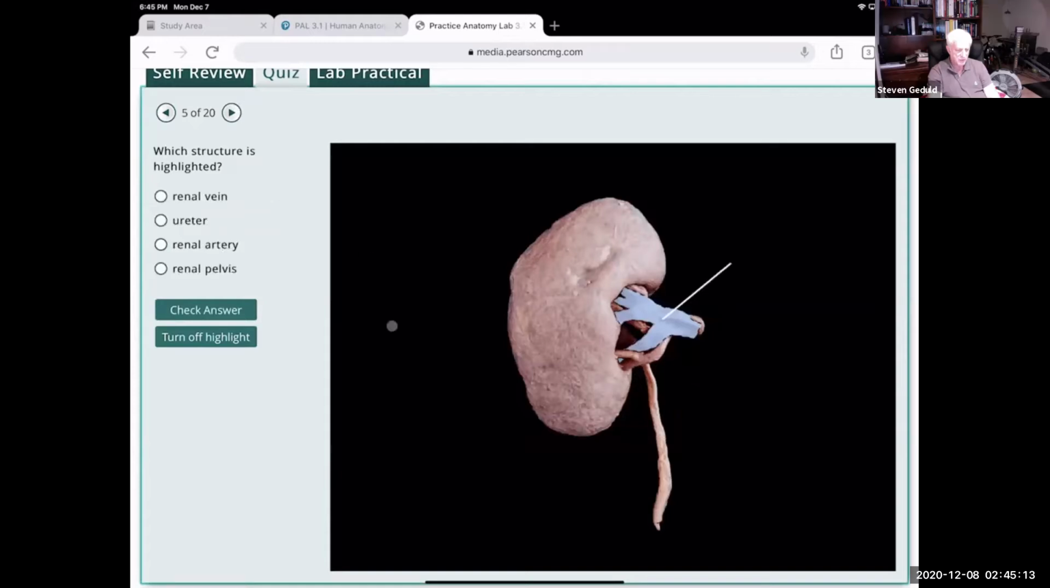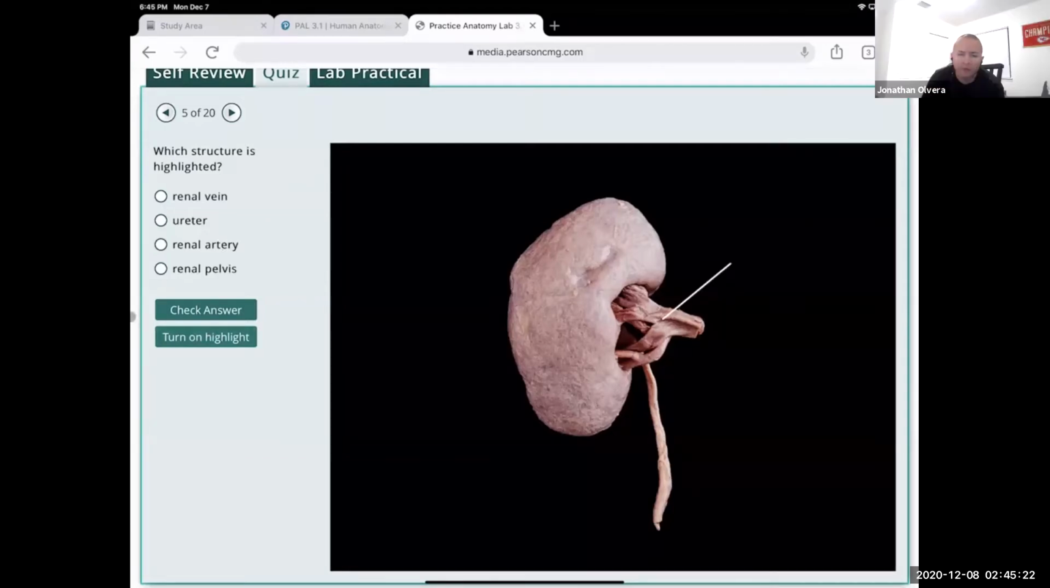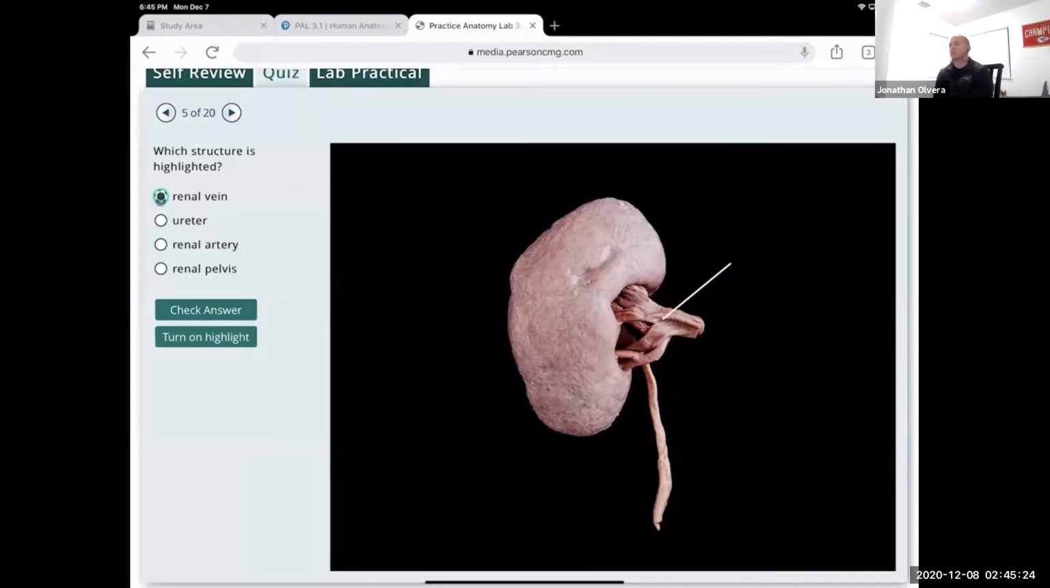Okay, and this would be the, turn off the highlights. Again, this is the one coming into the kidney, and it's the more squished one. It's not as rounded. So which would it be? Renal vein. Perfect.